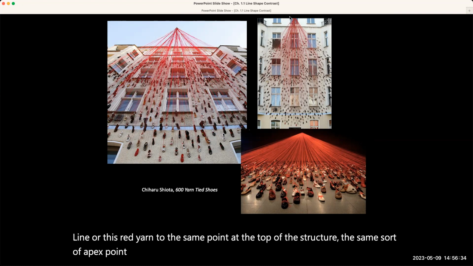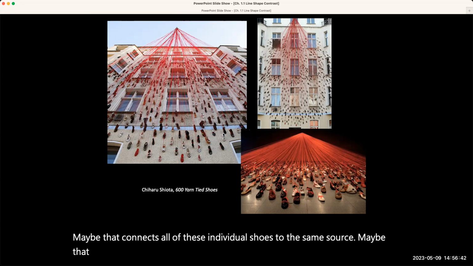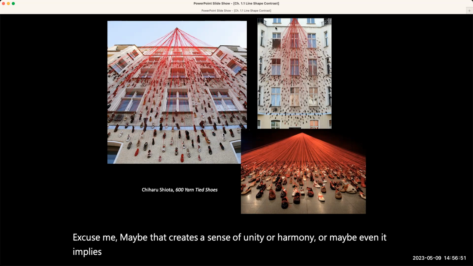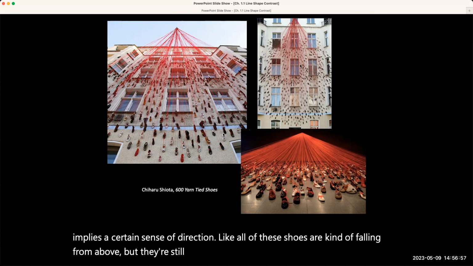Maybe that connects all of these individual shoes to the same source. Maybe that creates a sense of unity or harmony, or maybe even it implies a certain sense of direction, like all of these shoes are kind of falling from above, but they're still attached, almost like bungee jumping shoes.